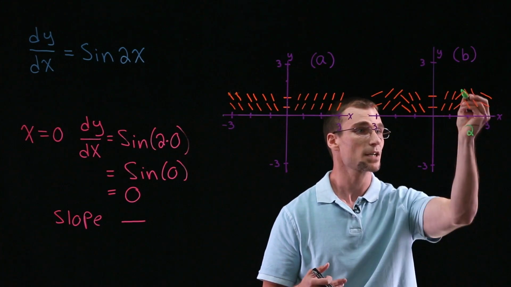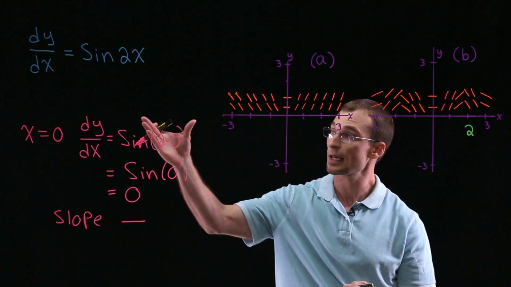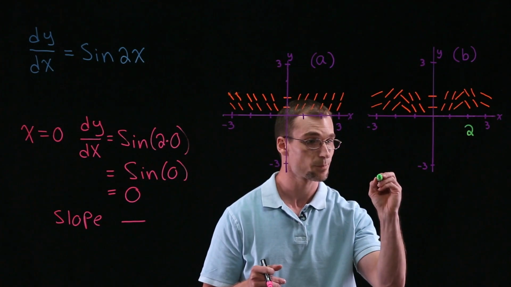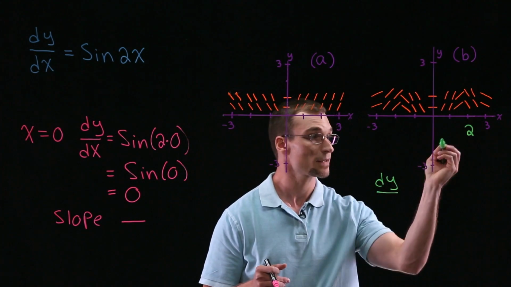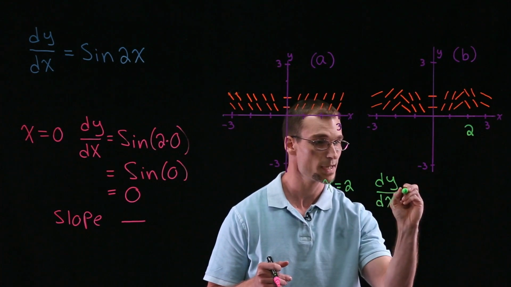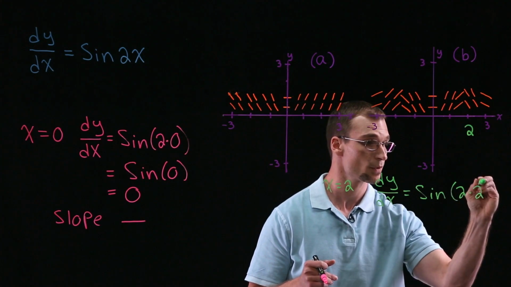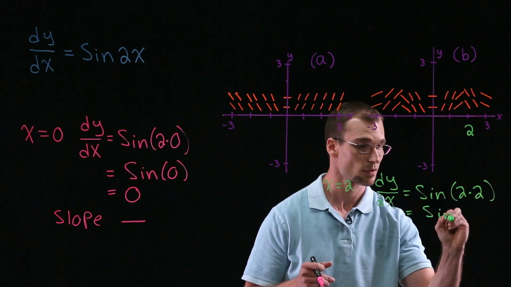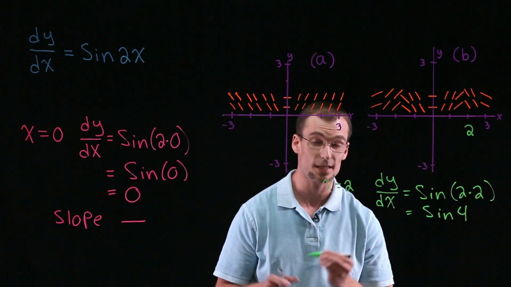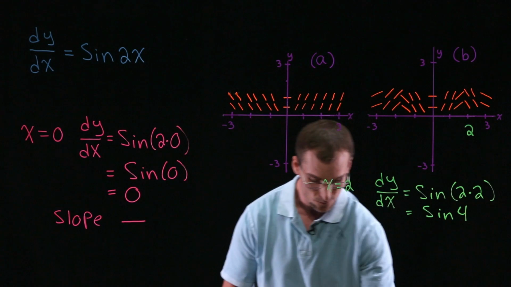So let's take the x value 2 and see what slope we would get. If we get a slope that is negative in our differential equation, we know that B is going to be our answer. So taking a look at that, at x equals 2, our dy over dx is sine of 2 times 2, or sine of 4. So what is sine of 4? Now, we don't care about the exact value, just the sign of it, whether it's positive or negative. So we can see this.